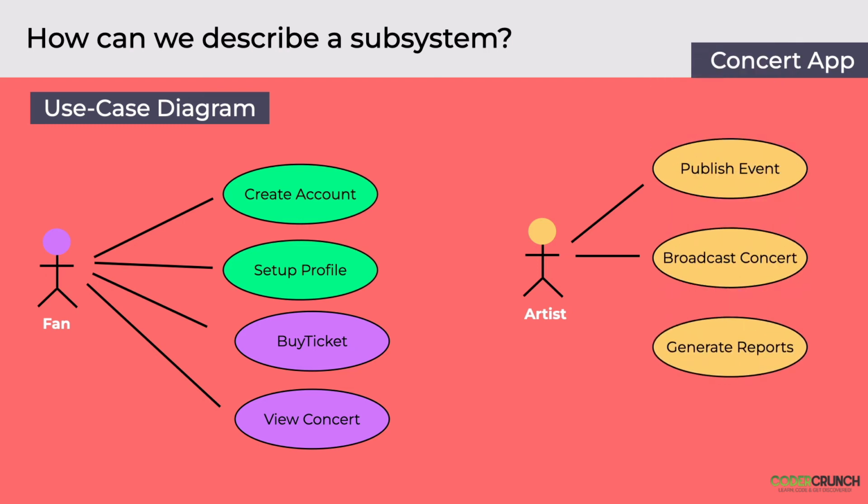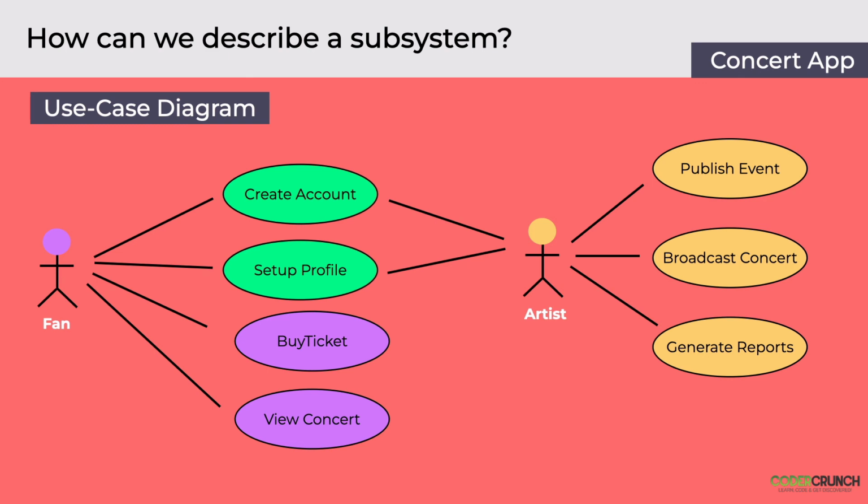Generate reports. Finally, when the concert has ended, the artist can go back and generate reports to view the ticket sales, understand the fan engagement, and collect other stats about the event. So far, we have seen individual functions that the actors can perform, but there can be functions that are common across actors. For example, in our use case, artists also have to register and set up their account before they can publish any events. They also have to set up their profile like the fans to help their fans learn and connect with them. So both of these functions are common between the fan and the artist.